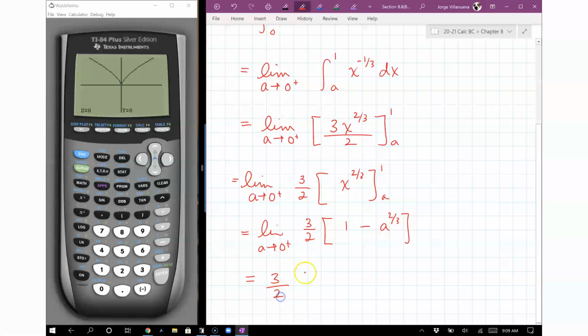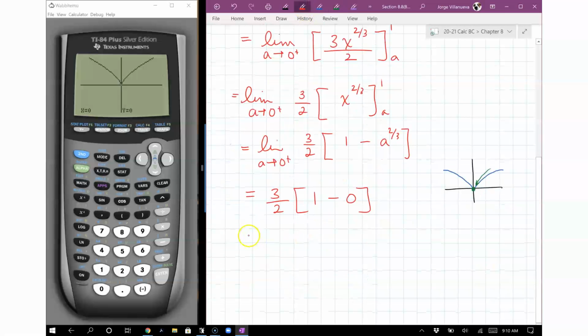So 3/2, 1 minus 0. Okay, do you guys understand that? Why it's a 0? Remember, the graph looks like this. Just kind of drawing the graph really quickly here. So as you approach 0 from the right, it's right there at 0, 0. That's why the value is 0. So then the answer to this question is just 3/2.